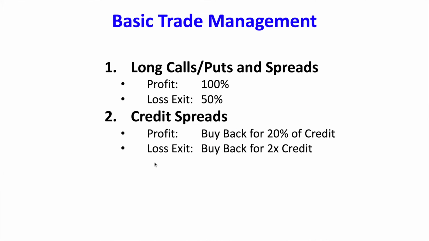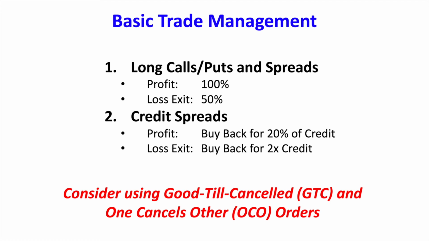So as a review on basic trade management for long calls, puts, and spreads, I'm going to suggest that you get out at 100% profit, or if you lose 50%. On credit spreads though, take your profits when you can buy the spread back for 20% of what you originally sold it for. And on the loss side, buy it back if the spread doubles in value from the original credit. So you'll be buying it back for twice what you sold it for, and your net loss would be the actual credit that you originally sold. Also consider using good till cancel orders, GTCs, and one cancels other orders in order to automate both the profit and the loss exits in a good till cancel fashion on each of these trade types.